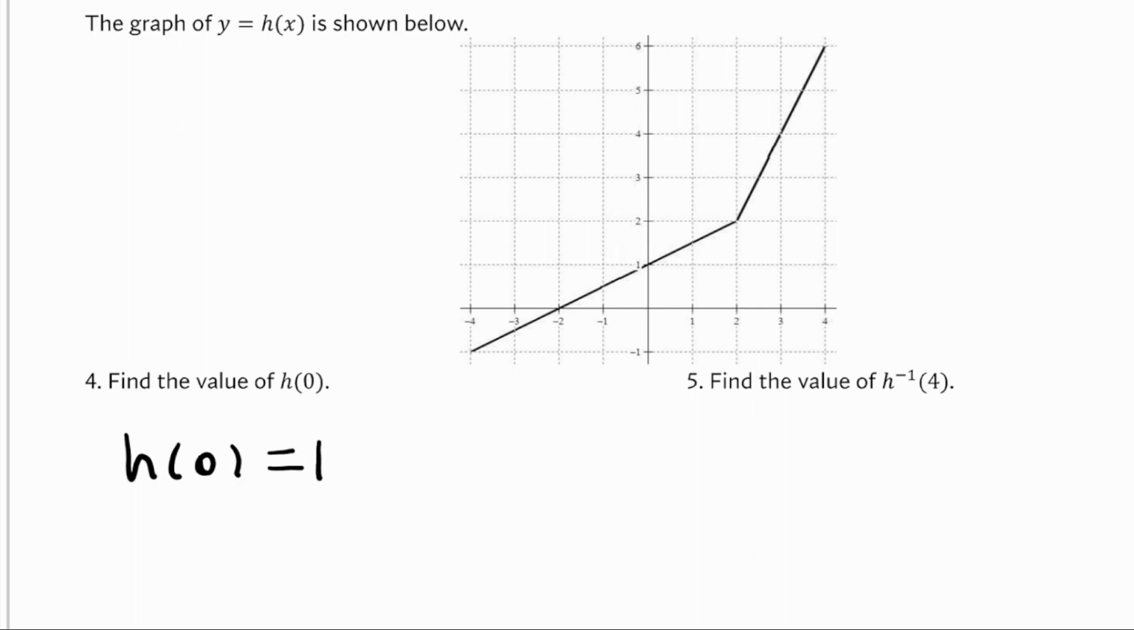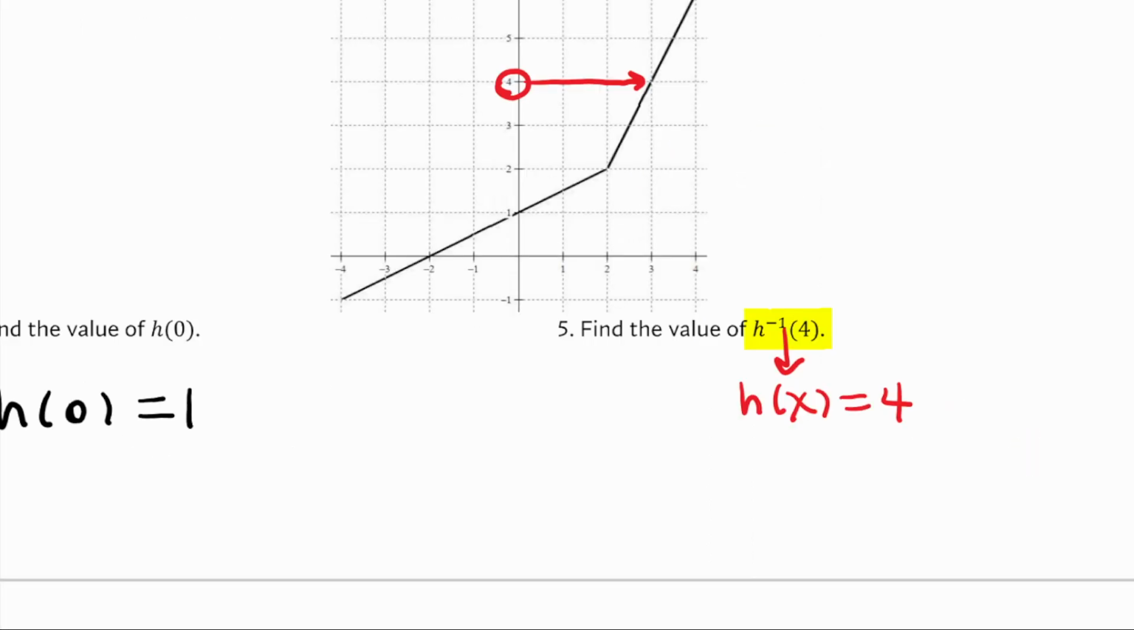And the value of h inverse of 4, if I see h inverse of 4, I'm going to set h of x equals 4, and I'm going to find x. This isn't really a solving situation. We go, okay, h of x represents the y-coordinate. Y equals 4 is right there. I go over, find it on the graph, and trace back to the x that got me there. That's going to be x equals 3. So I can conclude that h inverse of 4 is equal to 3.